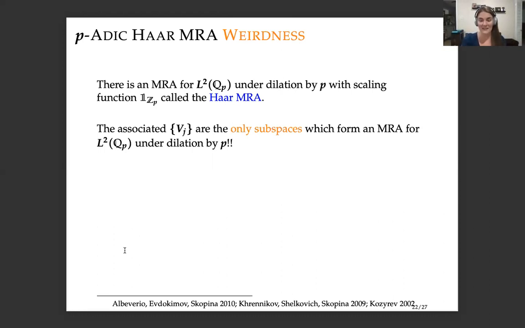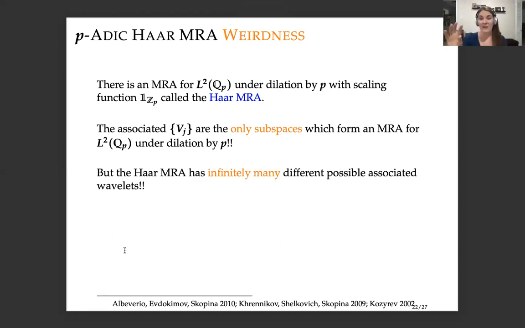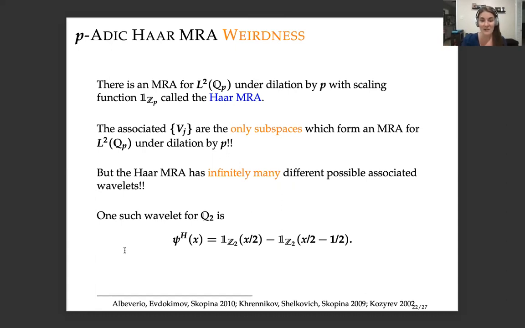However, on the flip side, that one MRA has infinitely many possible associated wavelets. So it's not just a trivial case where there's nothing to talk about, because you still have infinitely many wavelets. It's just they're all associated with the same MRA, which is very different than the reals. And one such wavelet, which is again going to look a lot like the Haar wavelet, is we take the indicator function of the integers and we do a dilation, and then a dilation and a shift of that, and then we subtract one from the other, just like with the standard Haar wavelet.